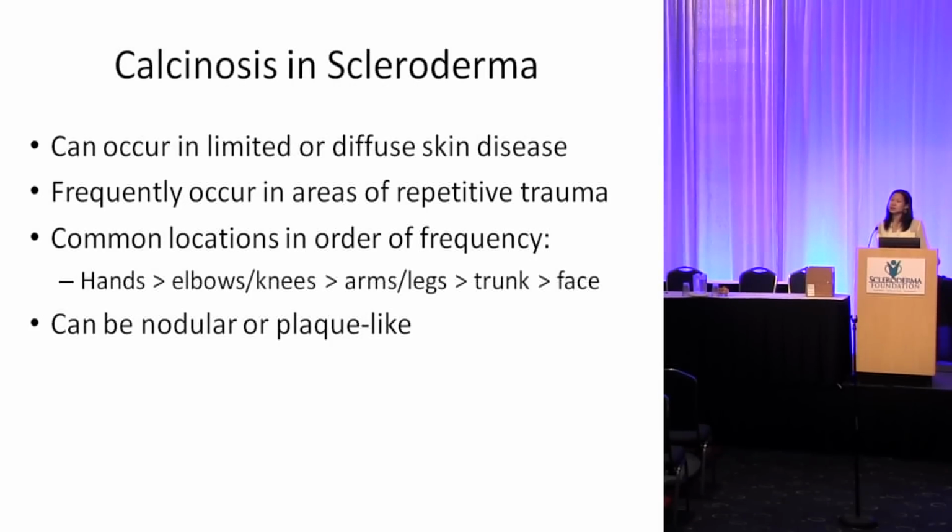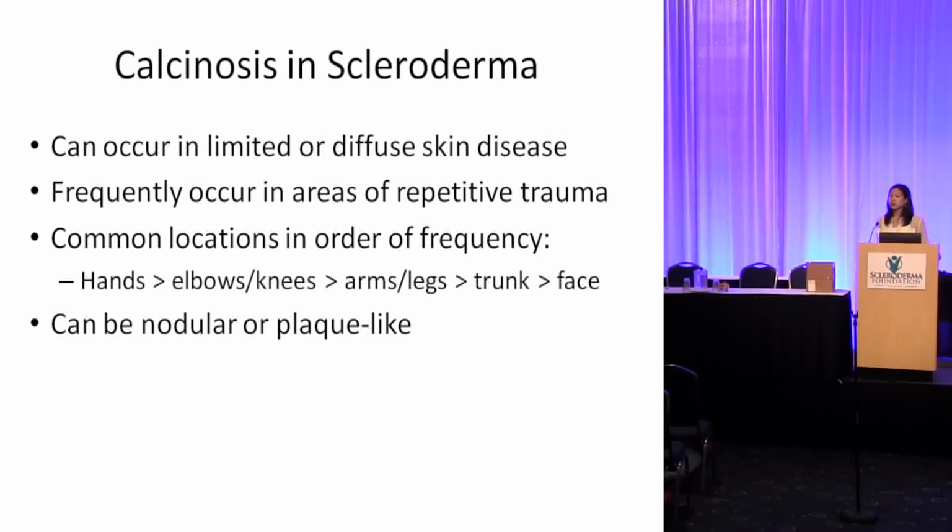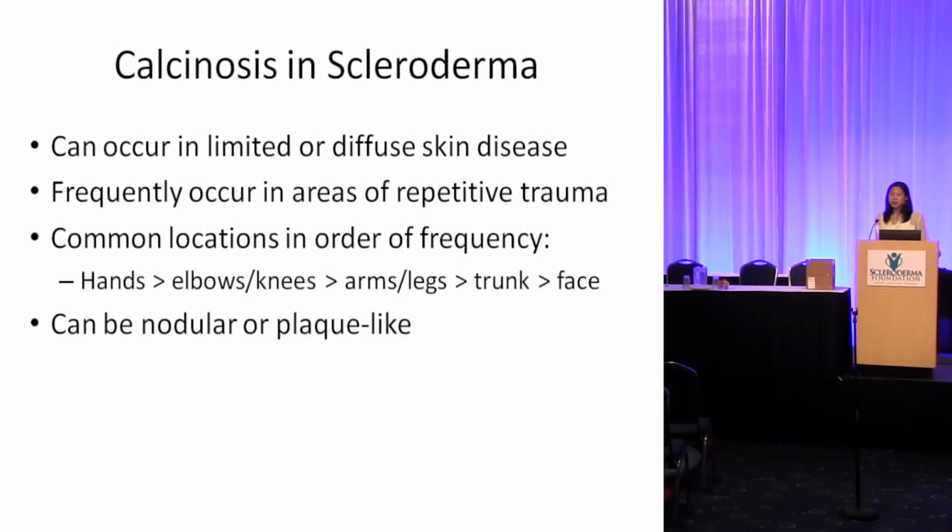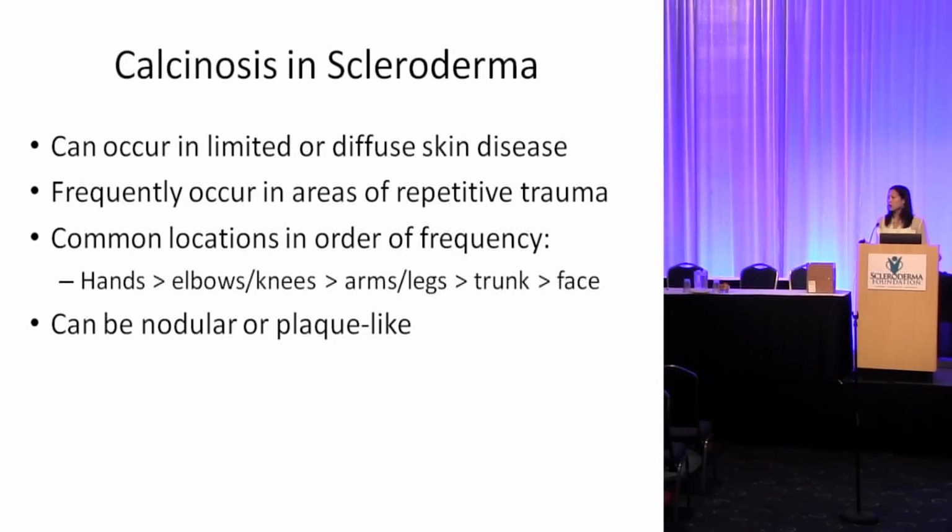So calcinosis is associated with the CREST phenomenon: calcinosis, Raynaud's, esophageal dysmotility, sclerodactyly, and telangiectasias, which we used to use as a term for limited cutaneous systemic sclerosis. So people used to think that calcinosis was more common in limited patients, but it definitely can affect patients with diffuse skin involvement as well.